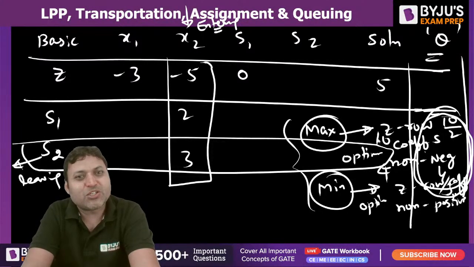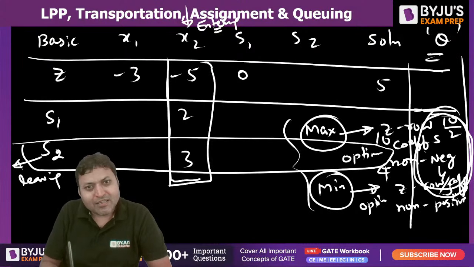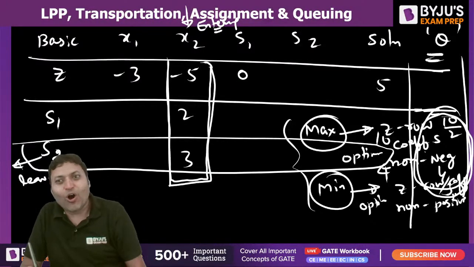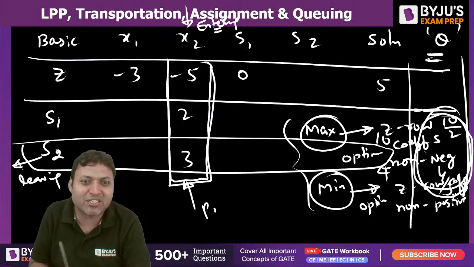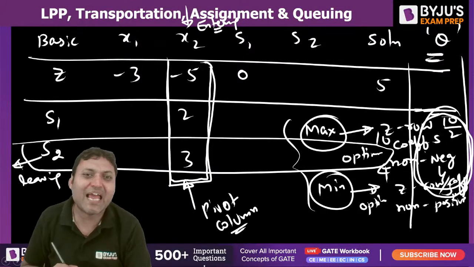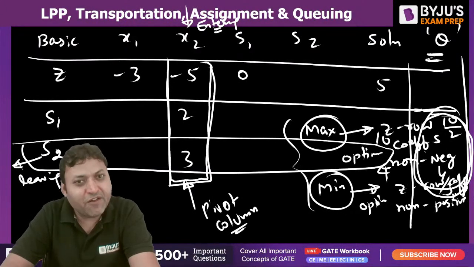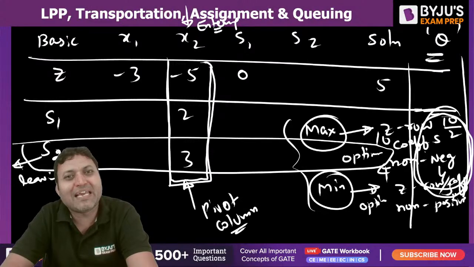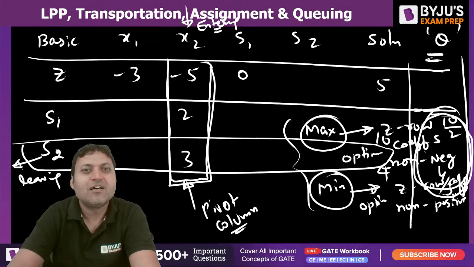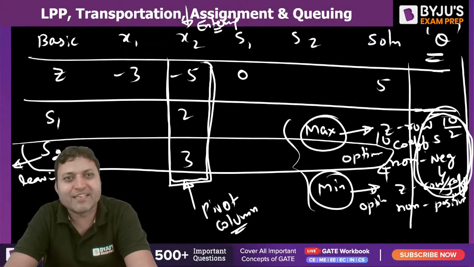It will be an unbounded solution when all the ratios are negative, or we can say all the elements of the pivot column are negative, because the pivot element cannot be negative. And it will be an infeasible solution when the artificial variable is still present in the optimum solution. All right, Umar, that is how. Good.